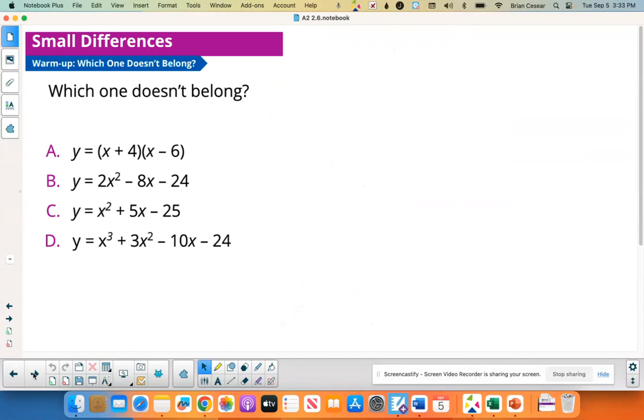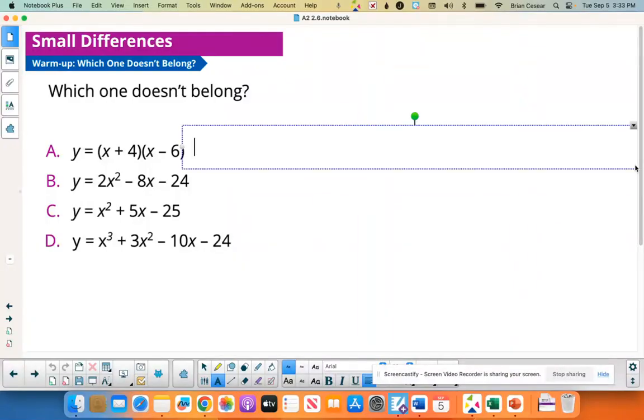So we're going to go to the warm-up. Which one doesn't belong? Try to come up with a reason for everyone if possible. And I'll write them right over here to the right. So for A, we could say this is the only polynomial in factored form, or we could say not in standard form.